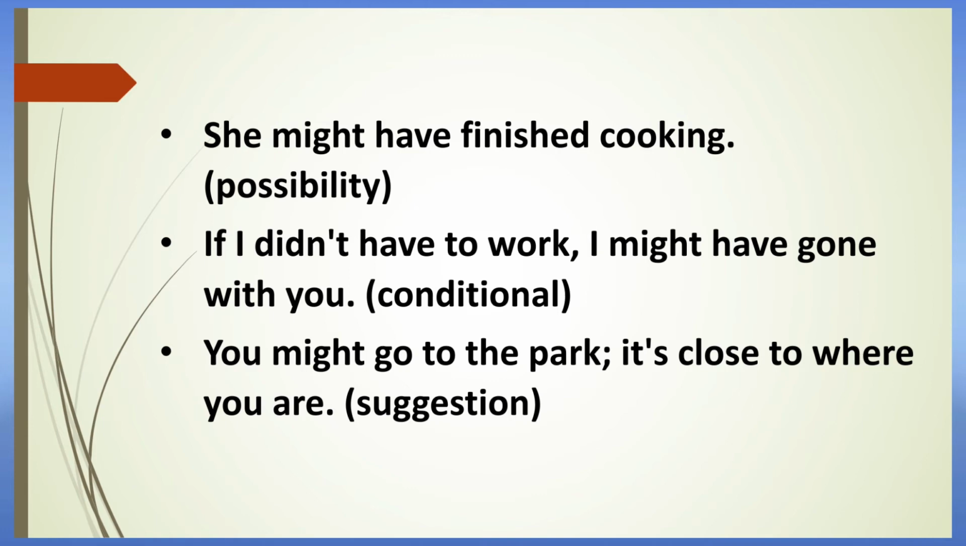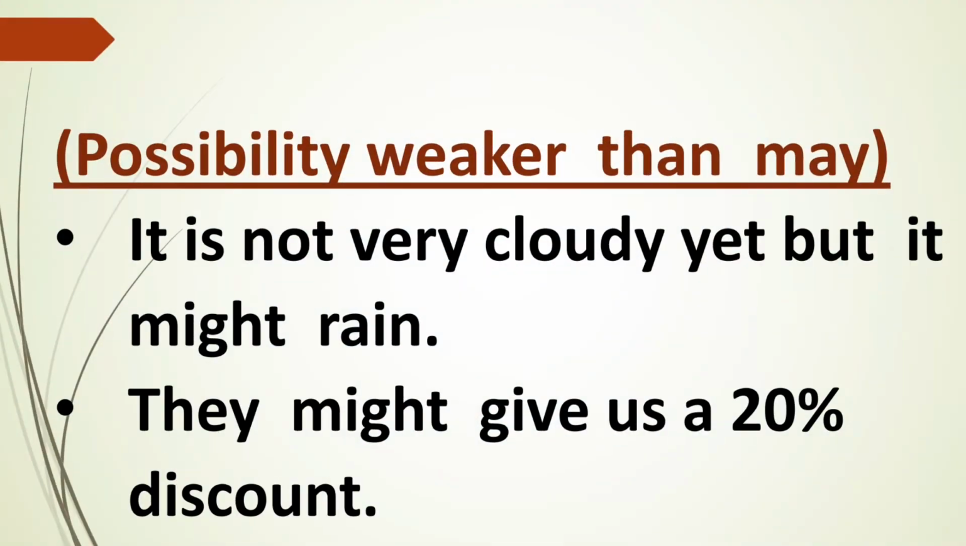So now let us move to the next example. Here I have given two more examples for the possibility weaker than may, as I told you already. So the word might is used for 50% of the possibility. Look at that. It is not very cloudy yet.